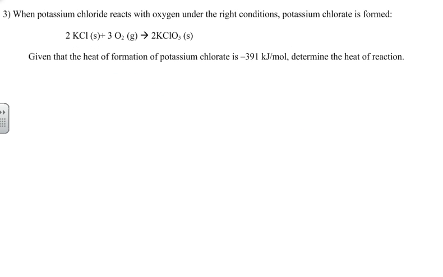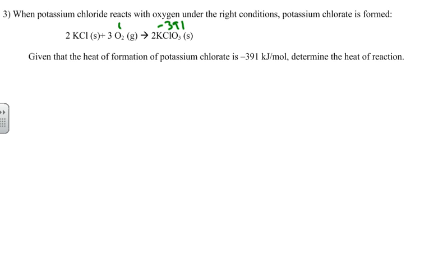The next problem reads, when potassium chloride reacts with oxygen under the right conditions, potassium chlorate is formed. Given that the heat of formation of potassium chlorate is negative 391 kilojoules per mole, determine the heat of reaction. All right, so what do we know about this equation? We are given that potassium chlorate has an enthalpy of formation of negative 391. So I'm going to put that right above the potassium chlorate.